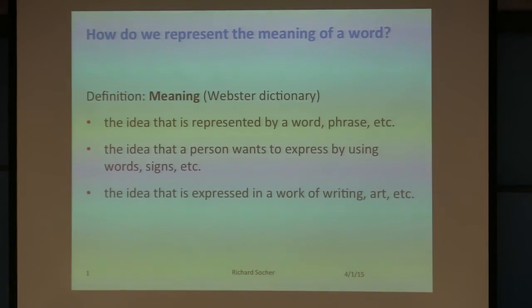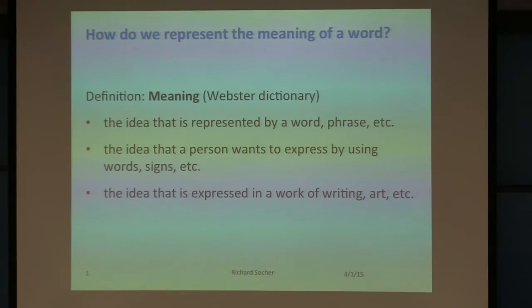So we can look at the definition of the meaning of a word. According to the Webster Dictionary, the first brief summary is the idea that is represented by a word or a phrase. Another meaning is the idea that a person wants to express by using words or signs. So now we're including signs. So even if you can't speak, you can still try to express a meaning. And the third one is the idea that is expressed in a work of writing or art.